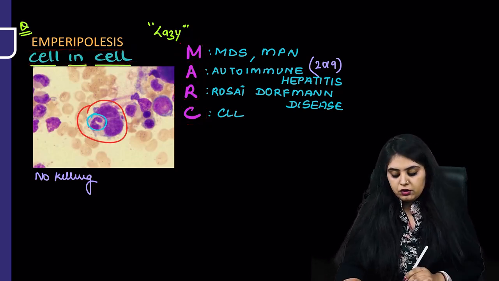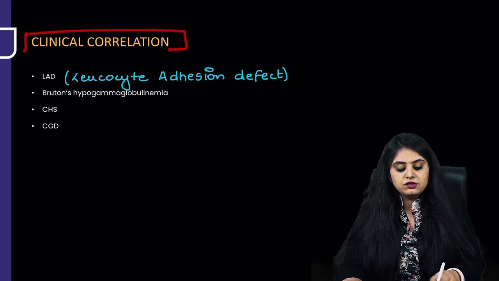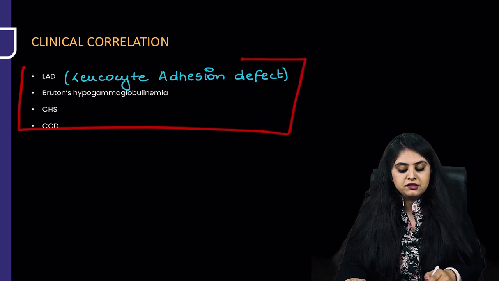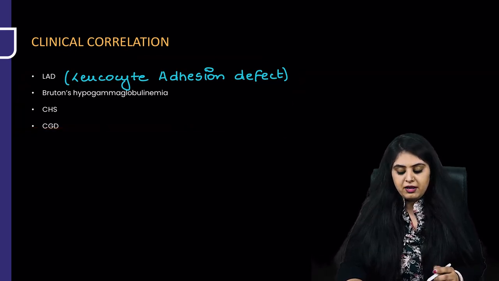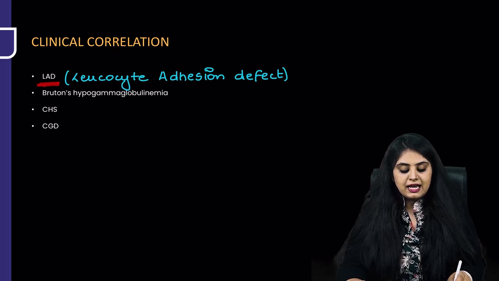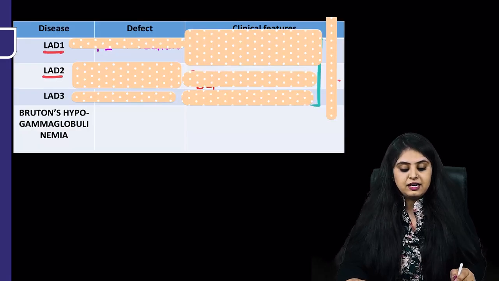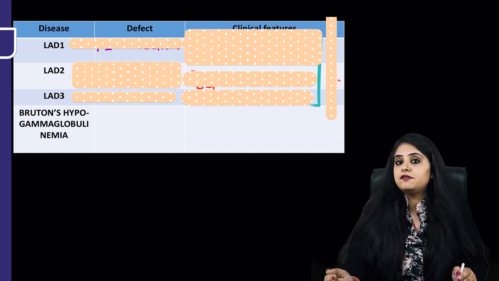Now, once you're done with all of these events, what you can move on to next is going to be the clinical correlation, and these are the four main diseases that you have to know. Let us start one by one. I'll be starting with LAD, and remember, LAD refers to leukocyte adhesion defect. LAD is of three types: LAD1, LAD2, LAD3. First, do only their defects.